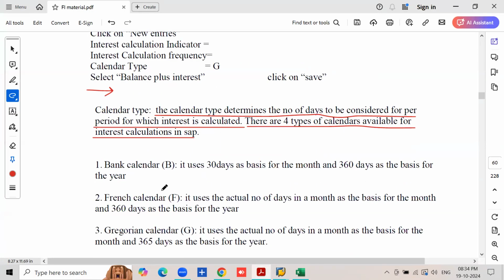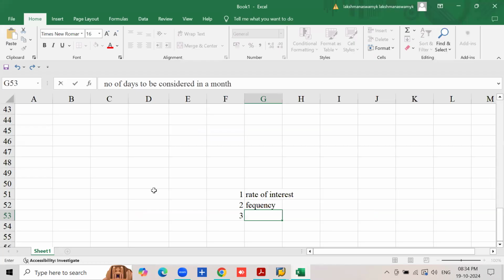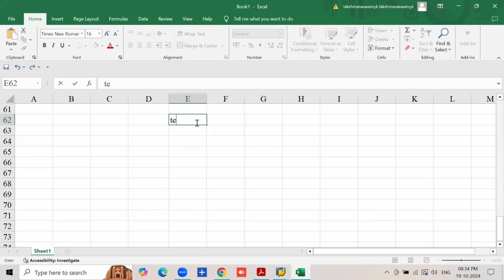Bank calendar, B. It uses 30 days as the basis for the month and 360 days as the basis for the year. Here itself you can see 30 divided by 360, meaning 30 days for the month, 360 days for the year. Take one term loan. The amount is 1 lakh. Rate of interest, say 12%.